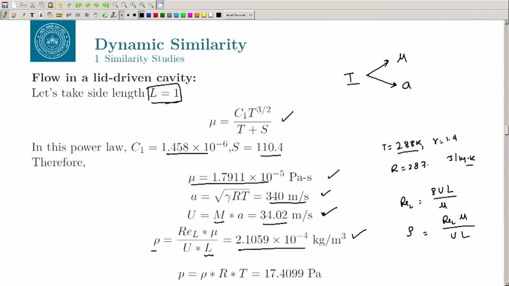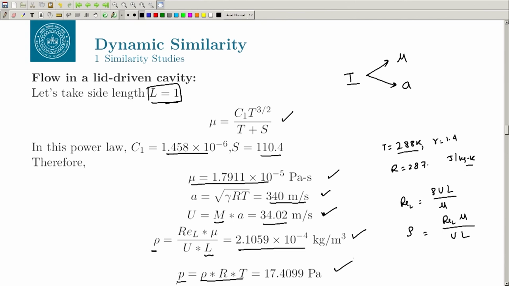After you get the density, you can find the pressure also, P equal to rho RT, which is basically 17.40599. You can use these values to do the simulation using a dimensional solver. You know the value of rho, u, T, p, mu and everything, right. So, this is how you can convert from the dimensional to the non-dimensional and vice versa.